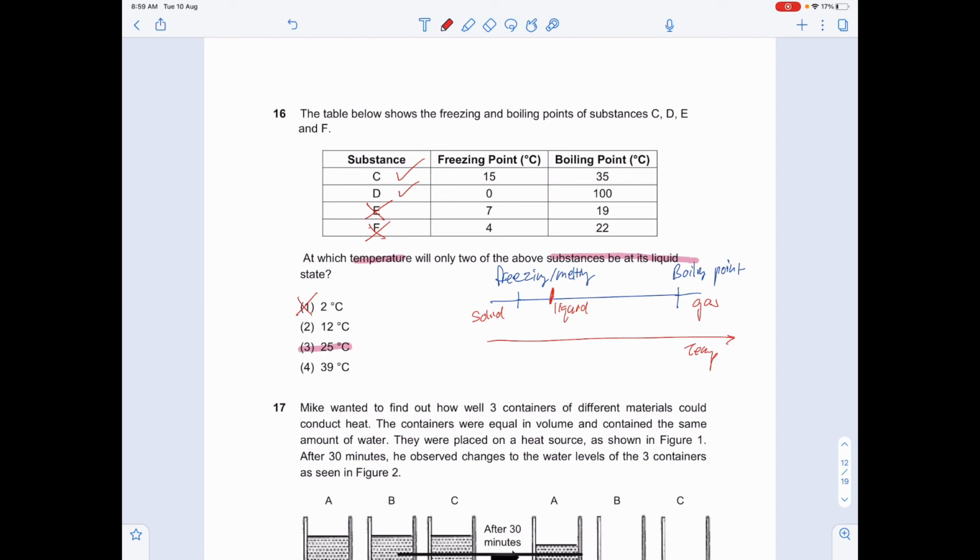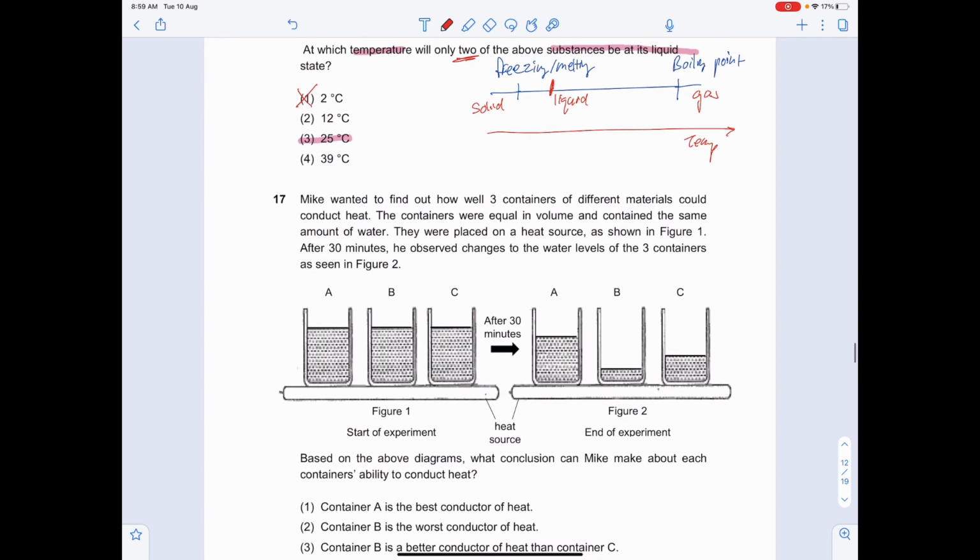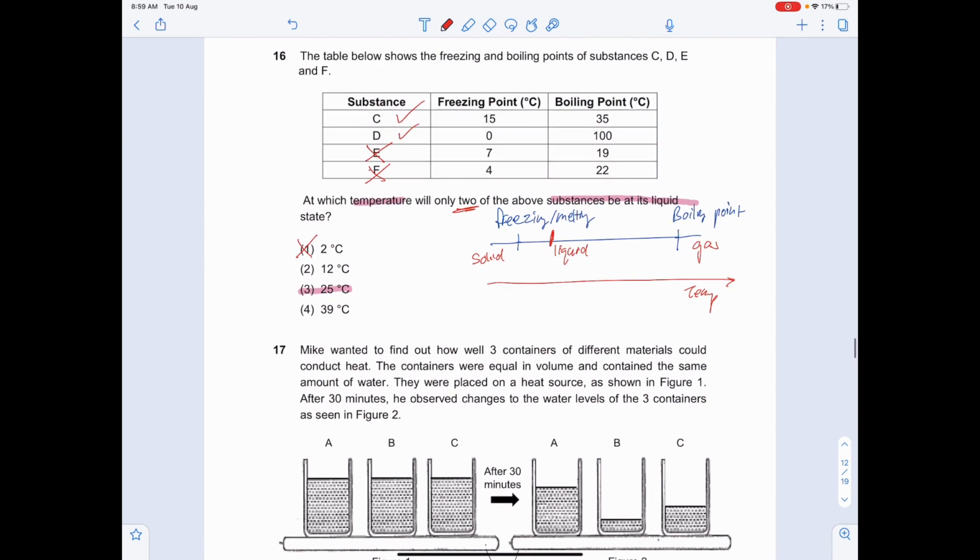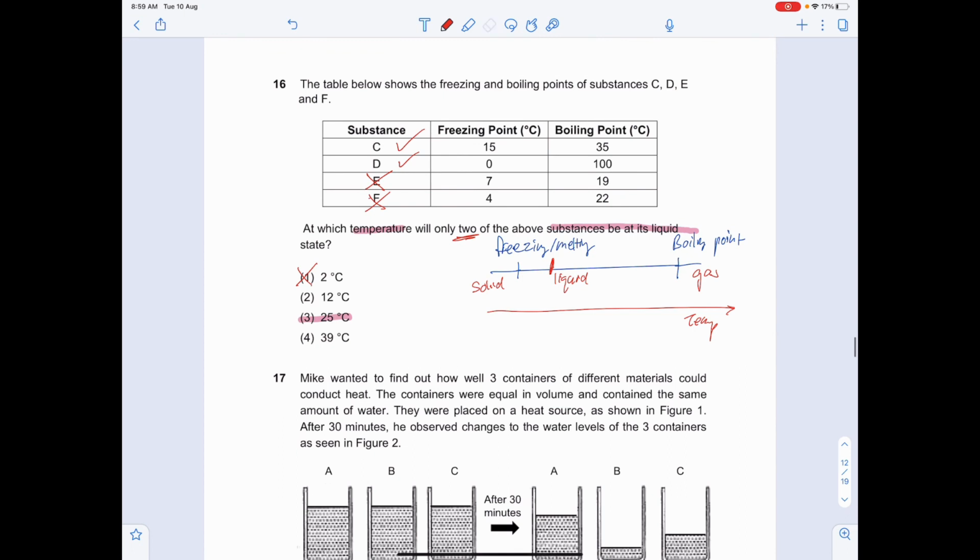So in this case, all right, the answer is C and D, which is actually 2 of the substances is going to be at liquid. So answer is 3. So you can try out the rest for yourself. So to do this, what you need to do is you need to actually determine at 25 degrees what is the state. So if I'm going to do this for the correct answer, right?